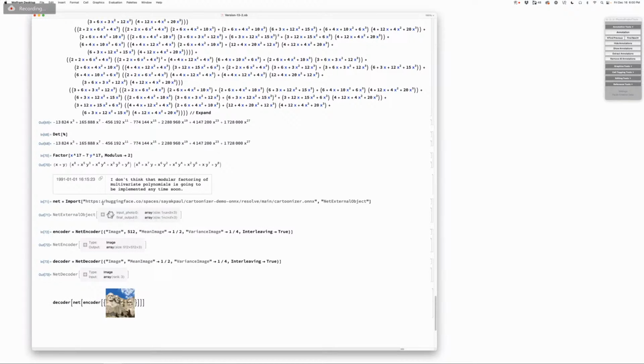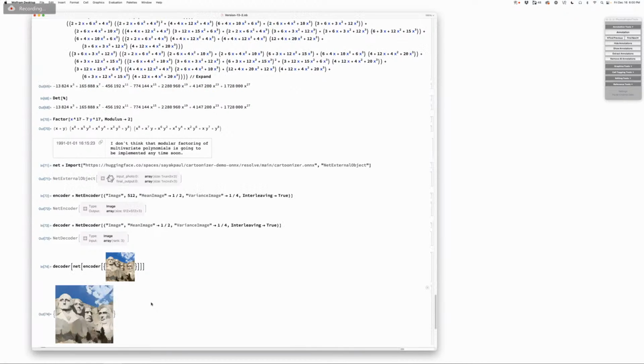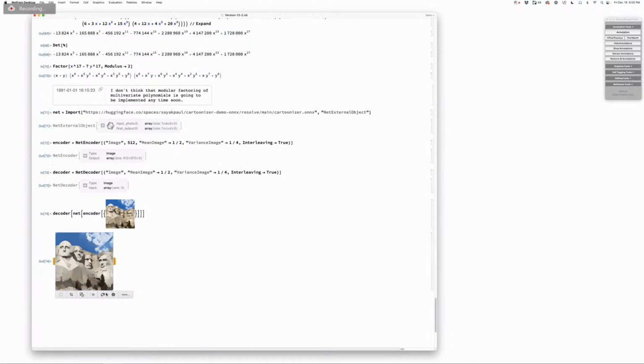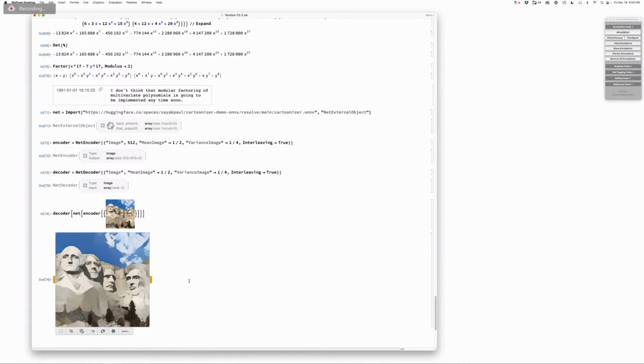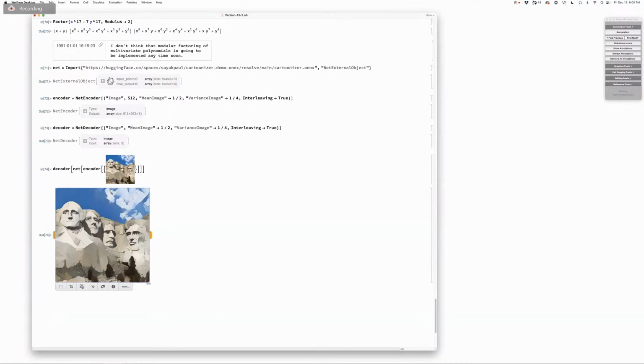Okay, so if we do that, we can just run this external neural net immediately, just this thing that we got from the outside world. We didn't do anything. This is literally just raw import. And then these are the encoders and decoders. Let's see if we can just run it. There we go. So as a cartoonizing network, it managed to cartoonize that Mount Rushmore. So it's pretty cool that one can just take a neural net from the wild and just run it immediately in Wolfram Language. And this is that capability.